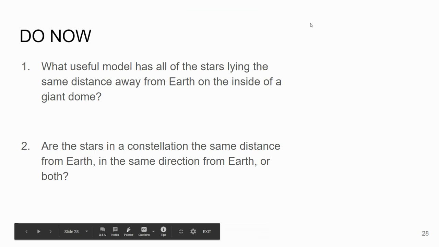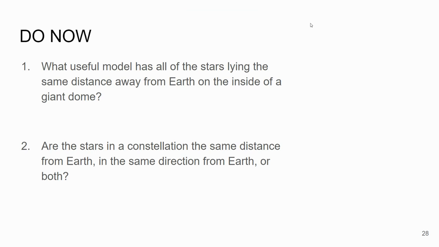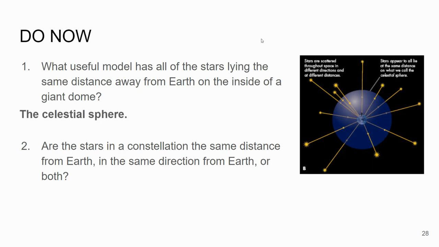So last time, we learned that there's a useful model that has all of the stars lying the same distance away from Earth on the inside of a giant dome. The name of that model is the celestial sphere. And again, this is just a model. This is not an accurate representation of what's going on, but this is very useful for explaining what we observe. So this is not really true, but it's a very useful model.